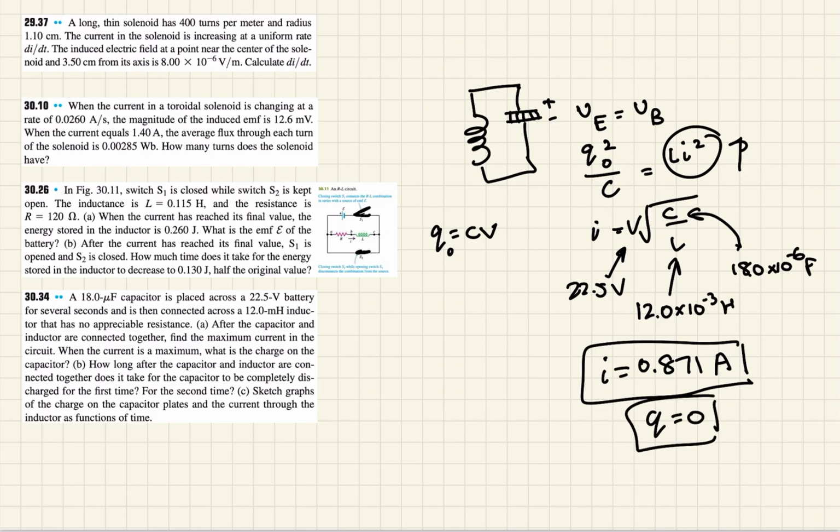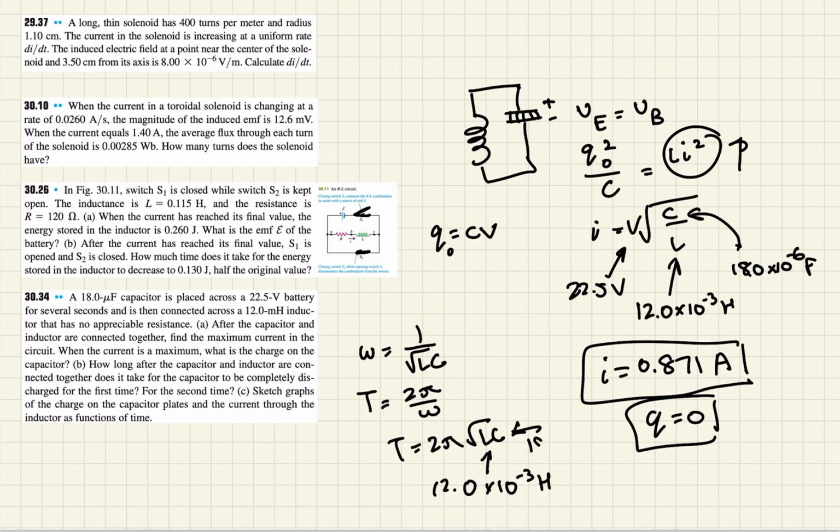How long after the capacitor and inductor are connected together does it take for the capacitor to be completely discharged for the first time? Well, we know that there are equations for this. We know that omega is equal to 1 over root LC, which means that T is equal to 2 pi over omega. So T is equal to 2 pi root LC, because 1 over root LC is just root LC. And so plugging it in, L is, again, 12.0 times 10 to the negative 3 henries. C is 18.0 times 10 to the negative 6 farads.